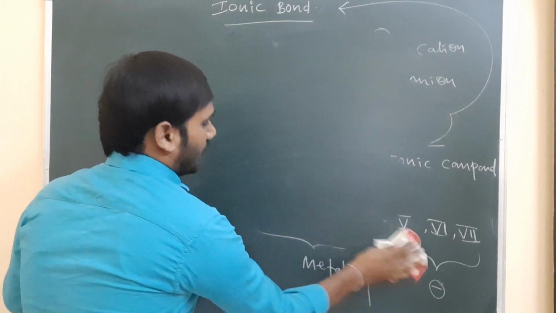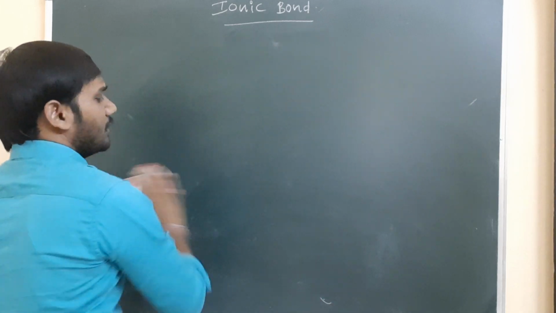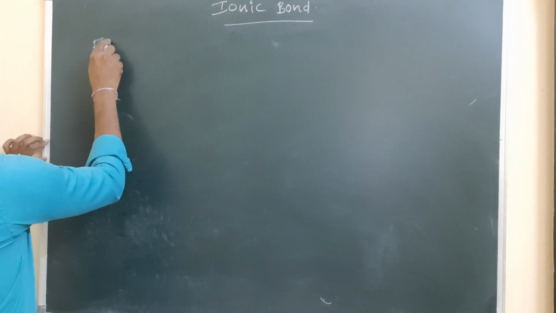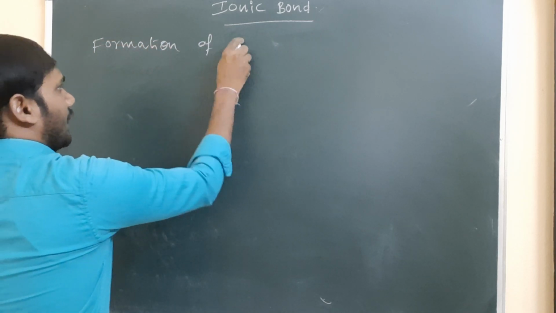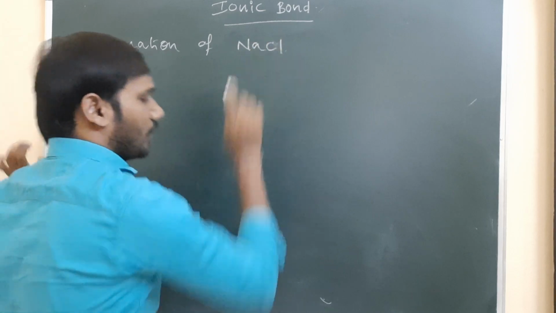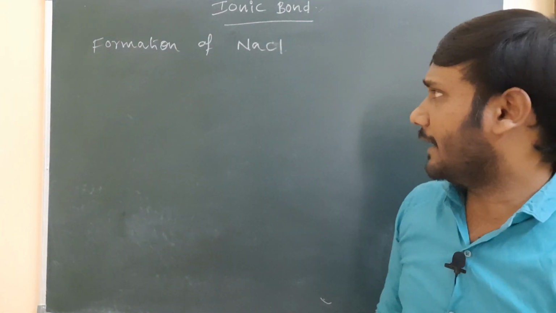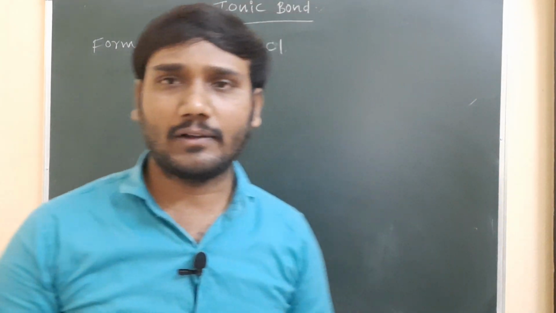I am taking sodium chloride. Formation of sodium chloride I am taking here. Sodium chloride is an ionic compound. So we are discussing the formation of sodium chloride. So let us see here, sodium belongs to the first group and chlorine belongs to the seventh group.